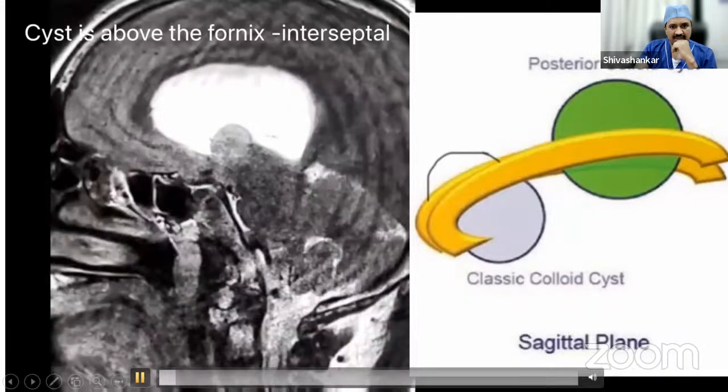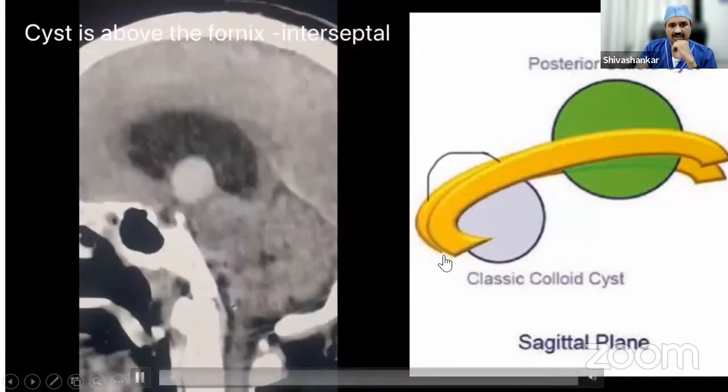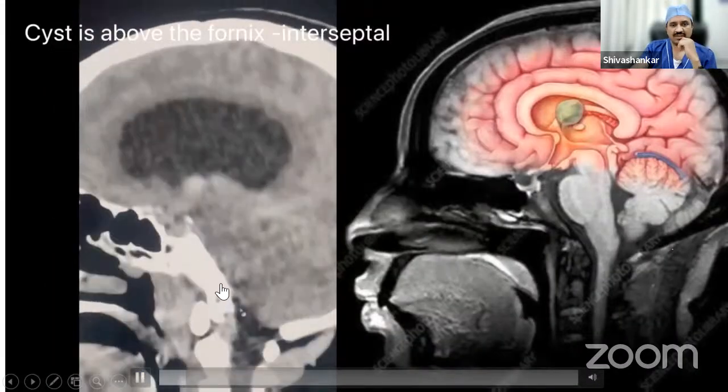This is a classical colloid cyst. You can see the high proteinaceous material on the scan also. So this is lifting both the fornices up.